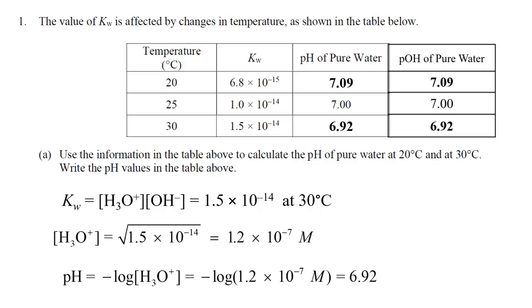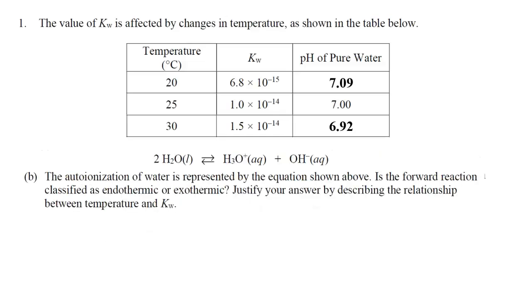All right, well, hopefully those answers made sense. Let's go ahead and move on to part B of this question. In part B, it gives us the equation for the autoionization of water. And it says, is the forward reaction classified as endothermic or exothermic? Justify your answer by describing the relationship between temperature and Kw.